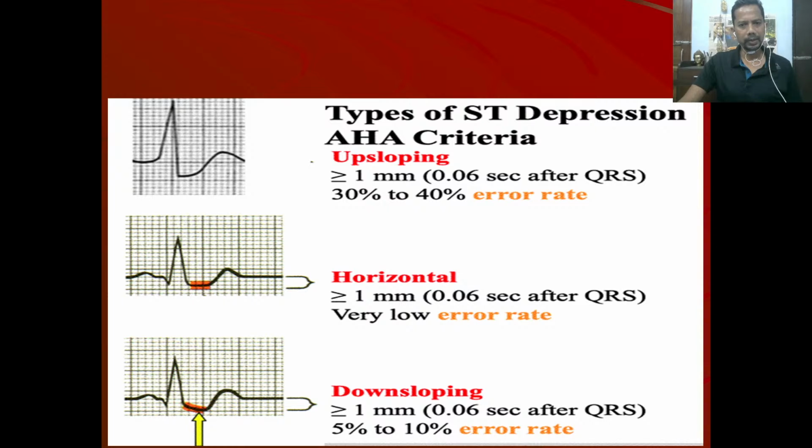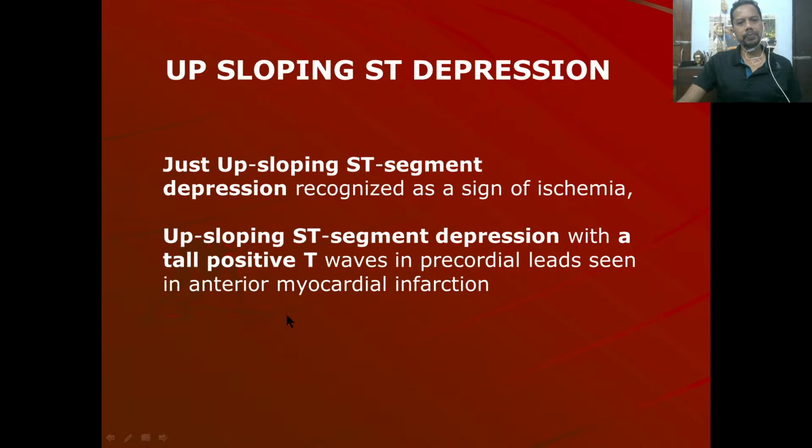Okay, you can have rate dependent changes in the ST segment, but that is different. So this is upsloping, horizontal ST depression, downsloping ST depression. If it is just upsloping ST depression, it is just ischemia, and sometimes you will see upsloping ST segment depression with a tall positive T wave. So that could mean the patient is having anterior wall MI. So this is a take home message: in ST depression also there could be an MI. If there is a tall T wave with ST depression, anterior wall MI.